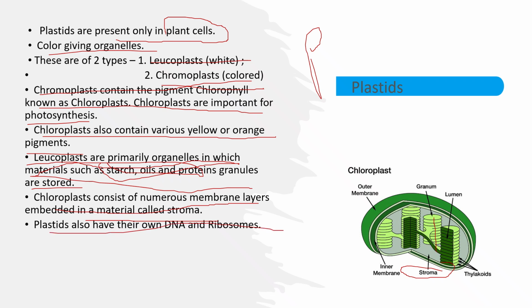Plastids also have their own DNA and ribosomes like mitochondria. So we have studied two cell organelles which have their own ribosomes and DNA, which are mitochondria and plastids.